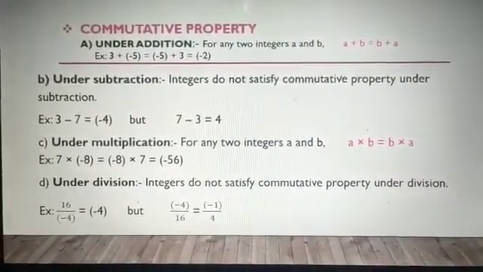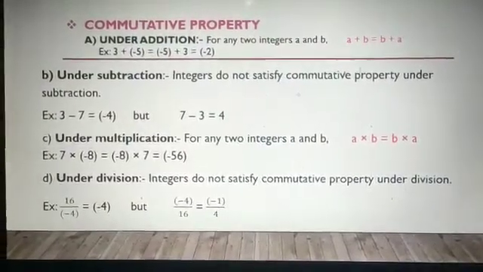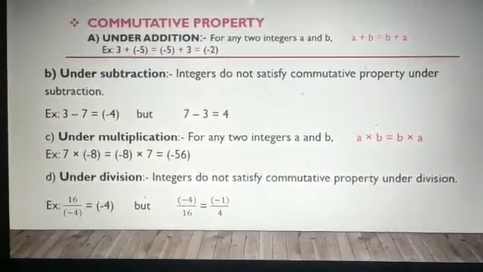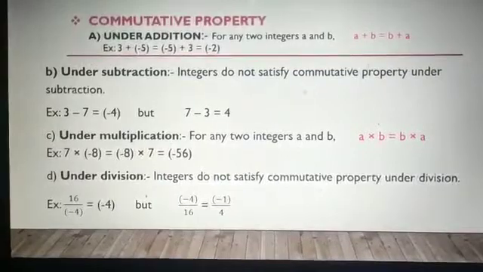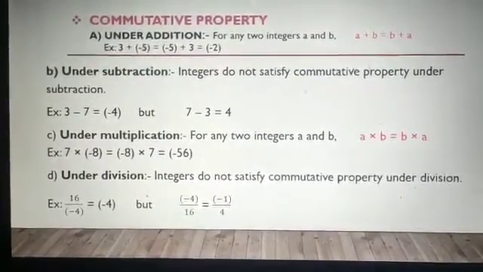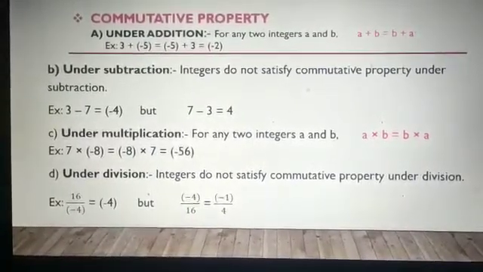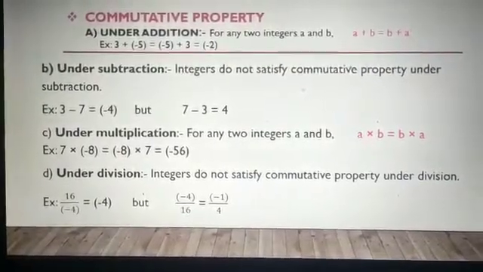That is, for any two integers a and b, a plus b is equal to b plus a, which means we can add two integers in any order. For example, 3 plus minus 5, our answer will be minus 2. But when we change the order, minus 5 plus 3, again we get the answer as minus 2.